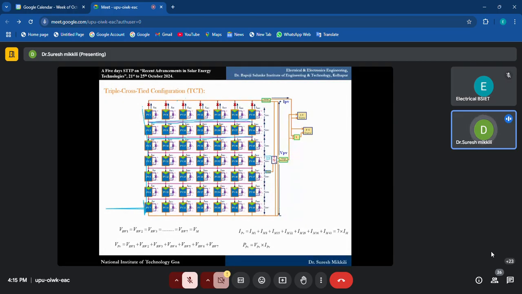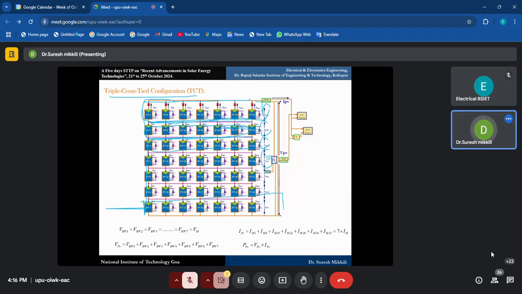All these modules are tied together. You observe, this is called total cross tied. Here the advantage is what? If it is a total cross tied configuration, the voltages will be taken as, this is the first row, row 1 voltage. This is the second row, plus row 2, row 3, row 4, row 5, row 6, row 7.